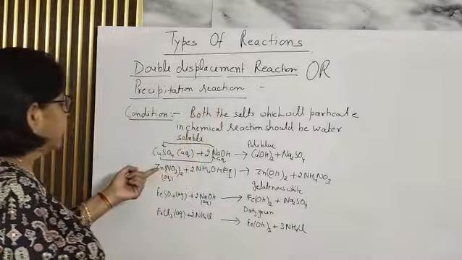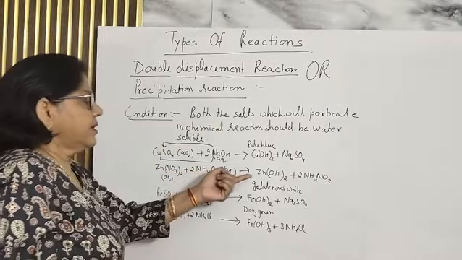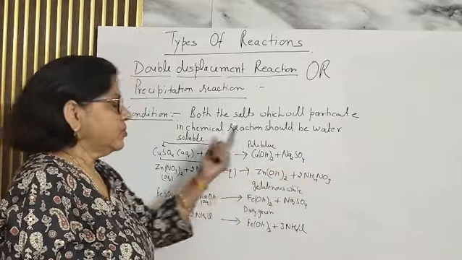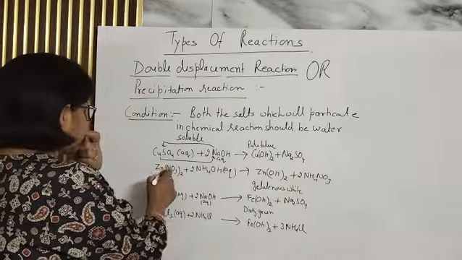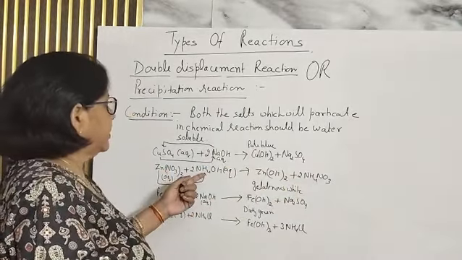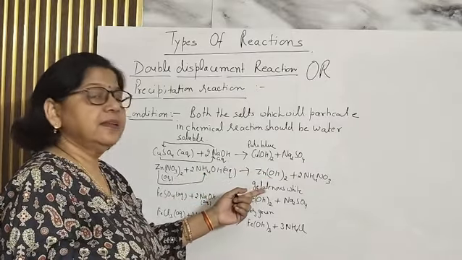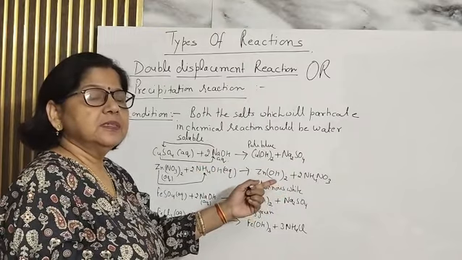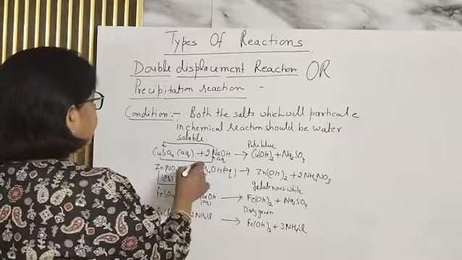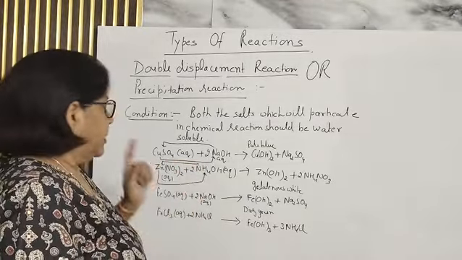Look at another one. Zinc nitrate reacts with ammonium hydroxide to give zinc hydroxide and ammonium nitrate. So what happens again? Zinc being more reactive displaces the ammonium ion from here and forms the precipitate. What type? Gelatinous white precipitate of zinc hydroxide. Again displacement of two ions, so it is a double displacement reaction.